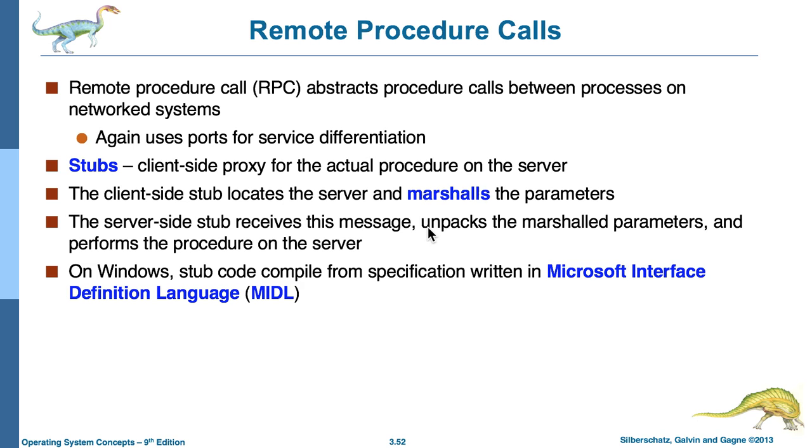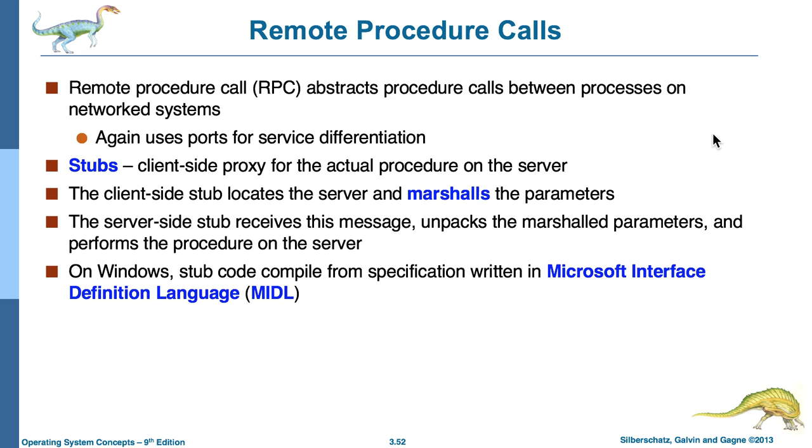Additionally, the client-side stub locates the server and it marshals the parameter. And parameter marshaling is the whole process of really packaging the parameters into a form that can be transmitted over the network. The server-side stub receives this message, unpacks the marshaled parameters, and performs the procedure on the server. On Windows, the stub code is compiled from a specification written in the Microsoft Interface Definition Language, MIDL.